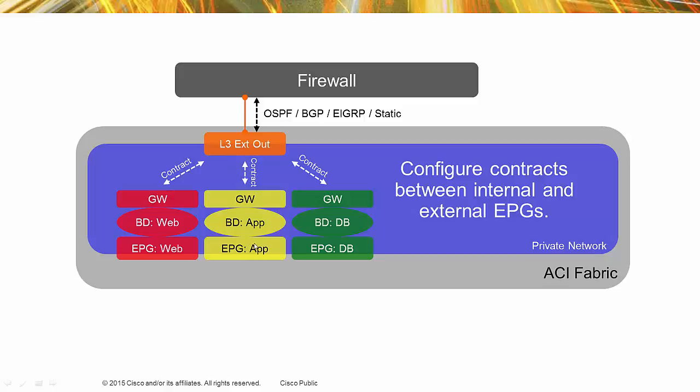If we want communication between app and the external firewall, we'll create a contract between L3 ext out and app. Similarly, if we want our database tier to go outside and talk to the firewall, we can create a contract. If you don't want your DB tier to go outside and talk to the firewall, you can simply drop this contract. That way, we are keeping the DB traffic within the fabric, and it's a kind of added security. Hopefully that makes sense to you.